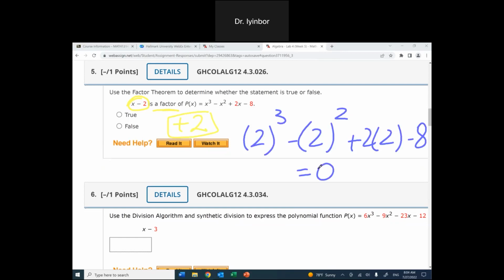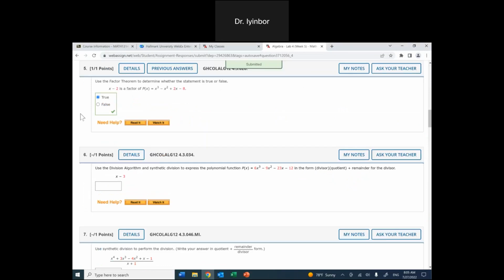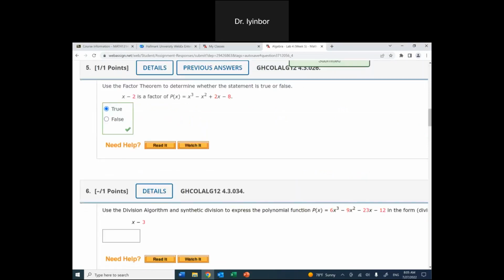And if the remainder is 0, then x minus 2 is a factor, so I'm going to pick the true is the right answer for this one. So make sure you double check. Plug it in, the opposite of the number next to x. And if you get 0, it's true. If you don't get 0, it's false. Okay, so that was number 5.